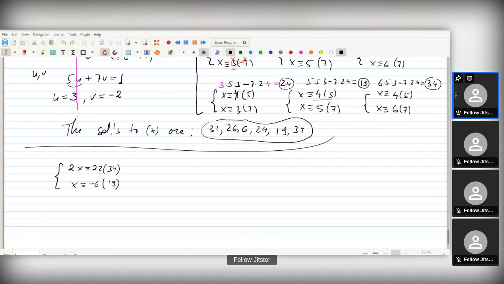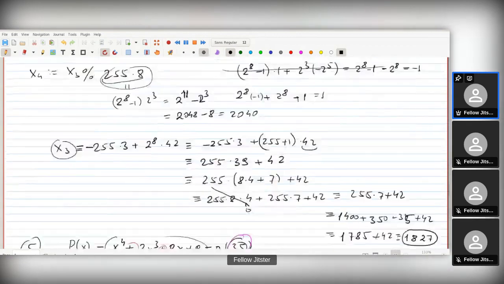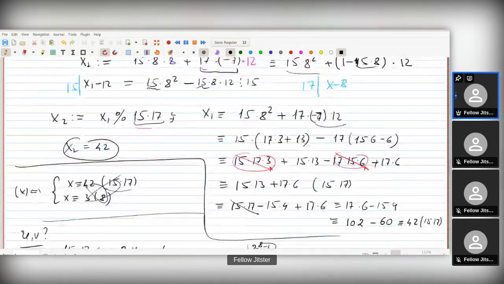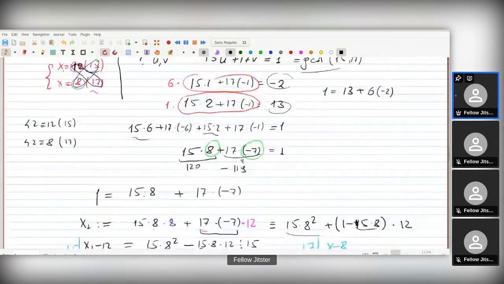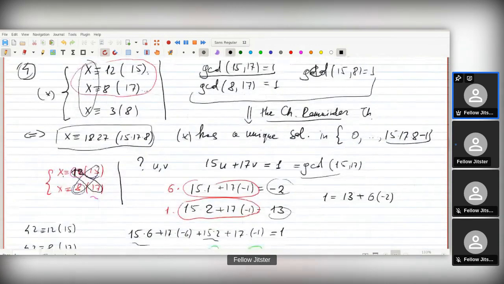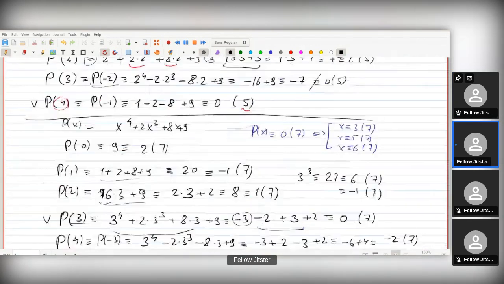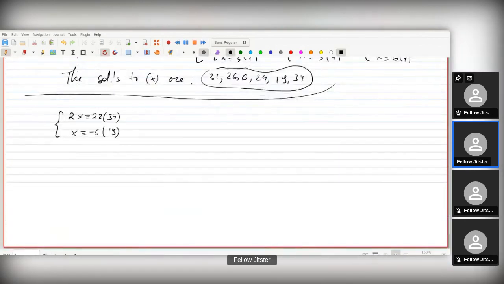First of all, our Chinese remainder theorem is not directly applicable here, because our theorem requires all the congruences to be in the simplest form: x is congruent to something. Oh, okay. So 2x congruent to 22 is the same as x congruent to 11.